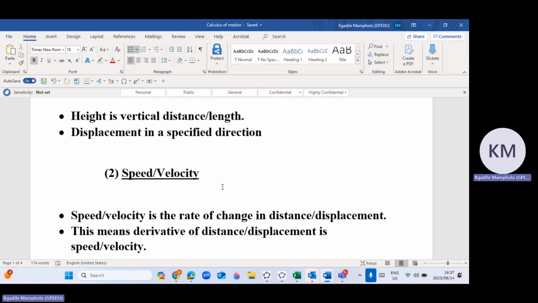That is why I'm saying speed or velocity is the rate of change in distance or displacement. This means that the derivative of distance or displacement is a speed or velocity. So if you are given the expression of displacement or distance or height, and you are required to determine the expression for the velocity or speed, you differentiate that expression of distance or displacement or height. The answer you get will be either speed or velocity.